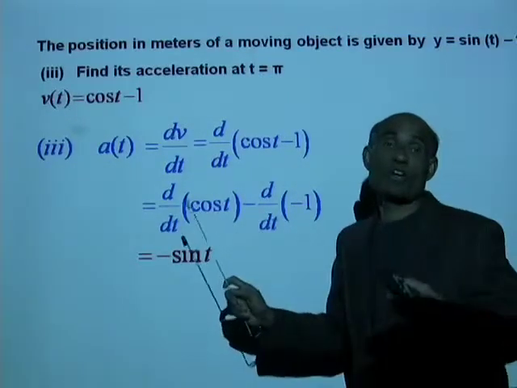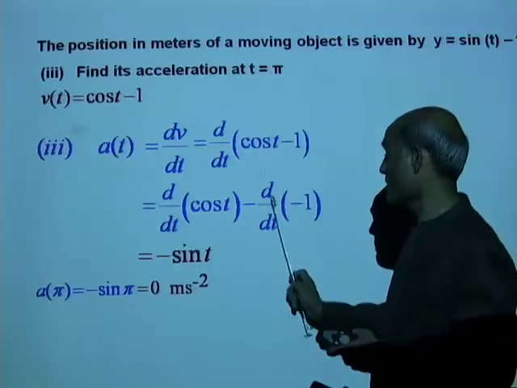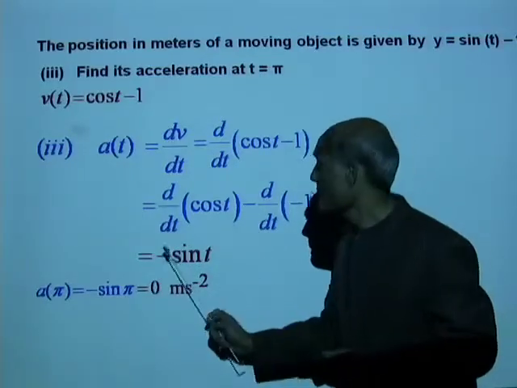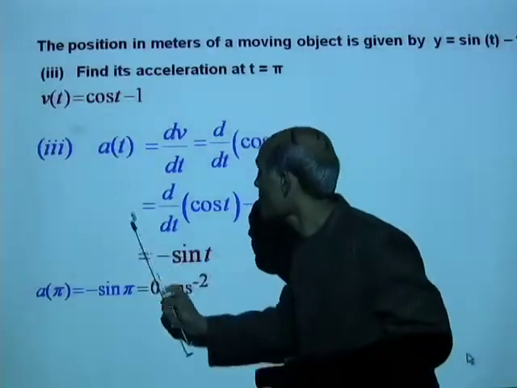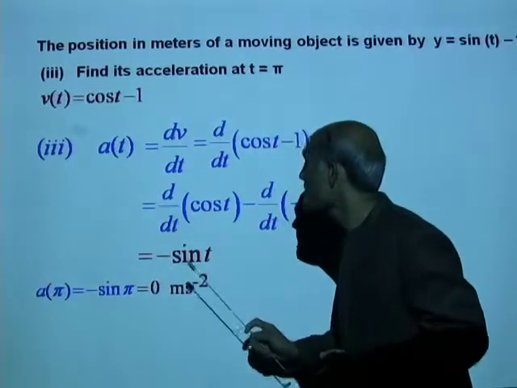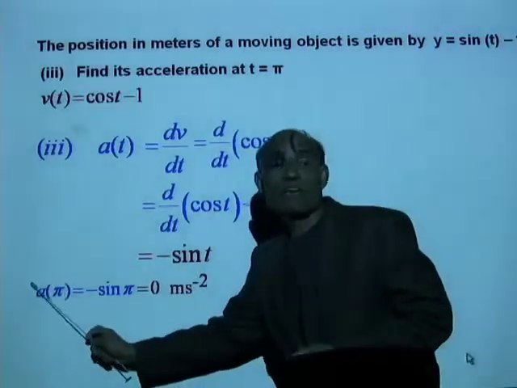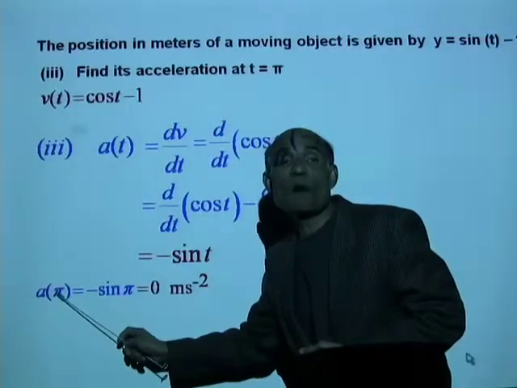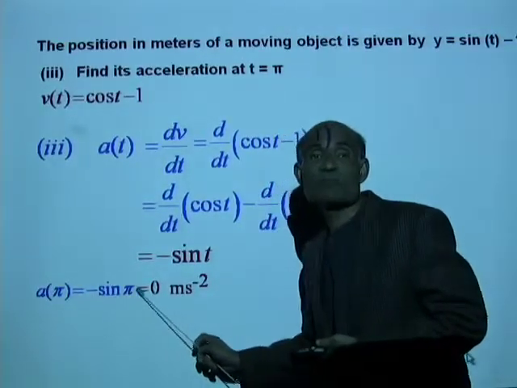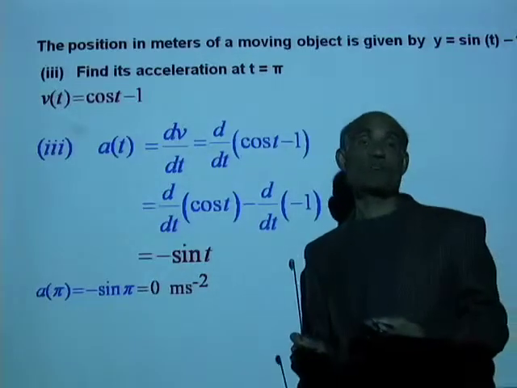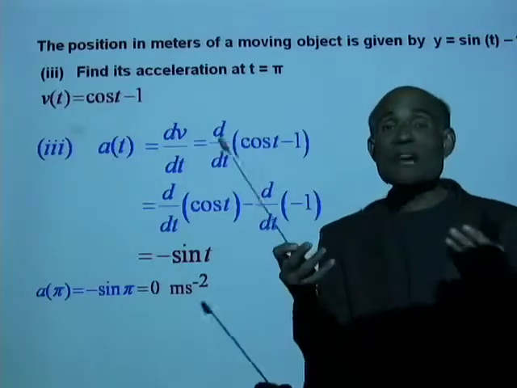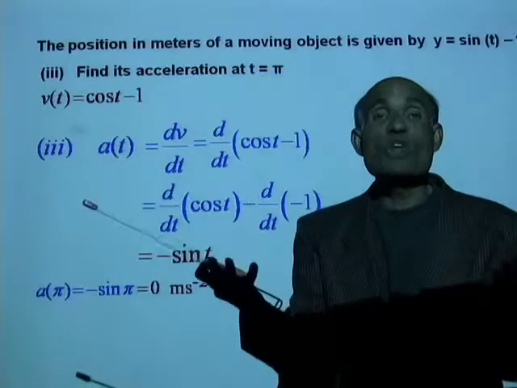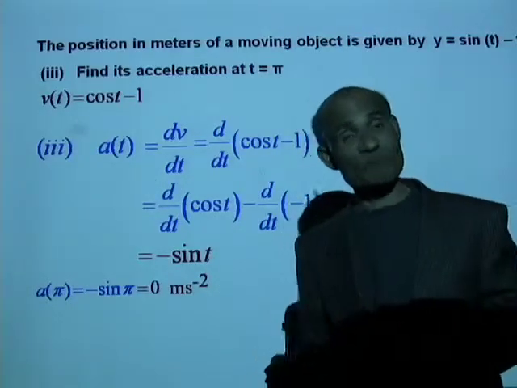d by dt of a constant is 0. Therefore, there is nothing left there. So, the acceleration function a of t is negative sine t. And what is its value when t equal to pi? a of pi is negative sine pi equal to 0 meter per second squared. At that time, the object has no acceleration. That's what it means.